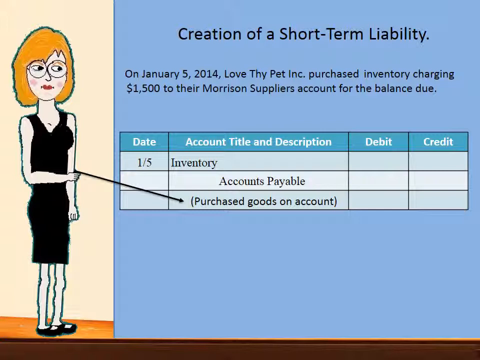Purchase goods on account is our description, brief, to the point, on account meaning for credit. The amount was $1,500. We will increase our inventory by debiting that $1,500, and we will increase our liability account, accounts payable, $1,500 by crediting it.